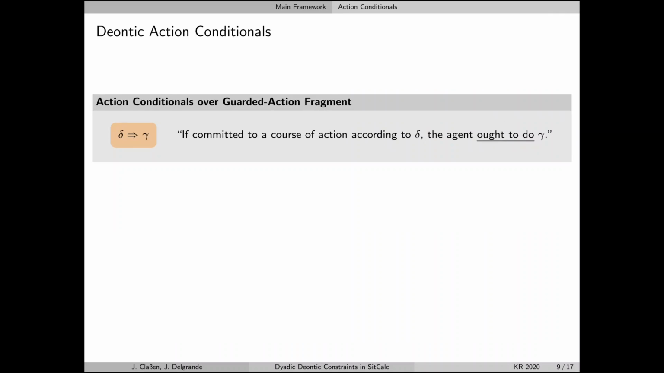To obtain such a deontic preference relation, we now propose to employ conditional rules over expressions from the guarded action fragment. Such a rule should be read as: if the agent is committed to a course of action admitted by delta, then it ought to do gamma.